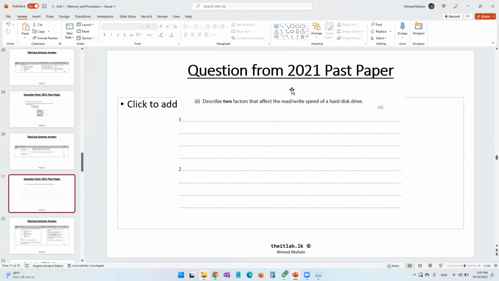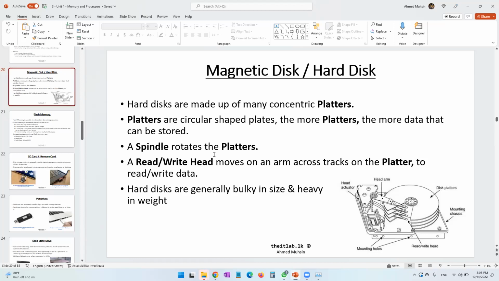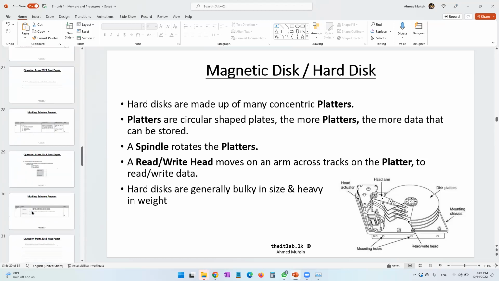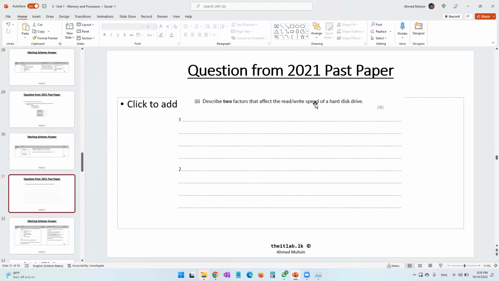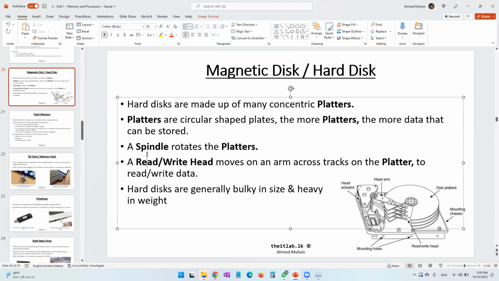Here also they have given the same thing. Describe two factors that affect the read-write speed of a hard disk drive. So two factors, you will have to come back to this slide and talk about the parts. Let's go through the question again, that affect the read-write speed. Definitely the spindle is very, very important. The faster the spindle rotates, the more data that can be read and written. Because when the spindle rotates, the platters will rotate. So the faster the spindle rotates, the more revolutions per minute, the more data that can be read and written.